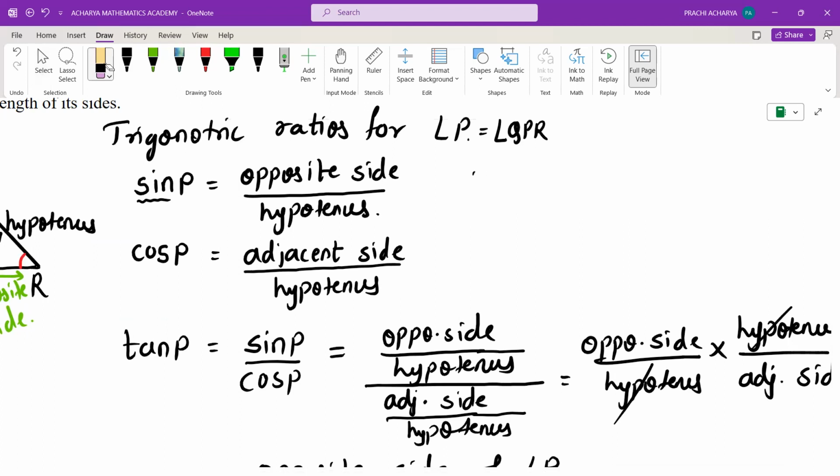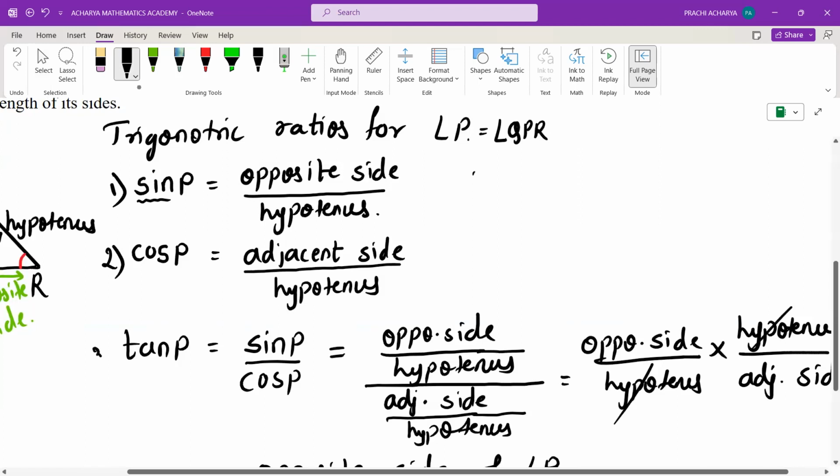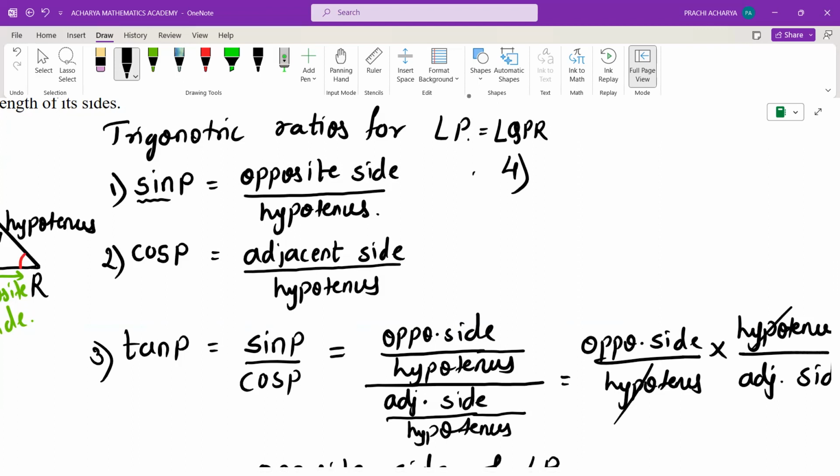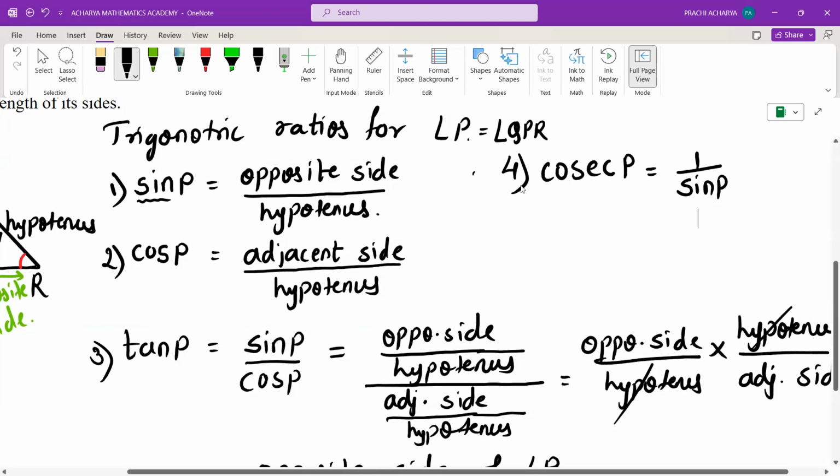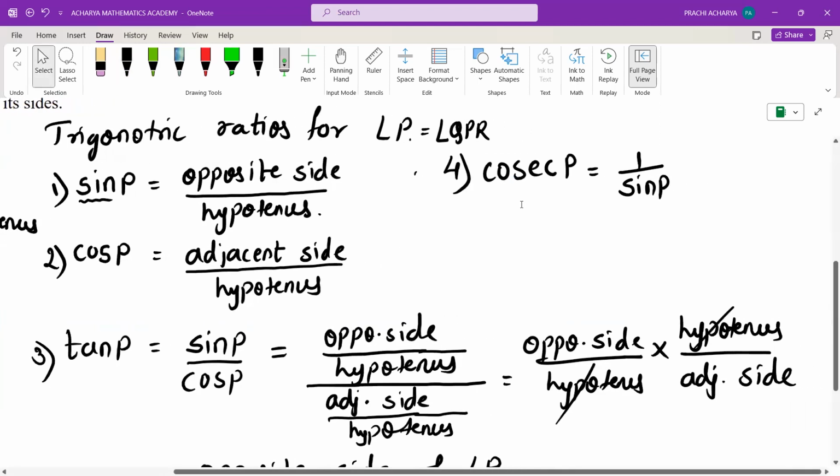Now, what is the fourth one? We have done 1, 2, and 3. Now, what is the fourth one? That is cosec. In general, you can write theta, but as we are writing for P, it is cosec P. And again, I'll make this task easy for you. No need to look at the figure. That is the inverse, or the reciprocal, of sine. So cosec P is basically 1 upon sine P. Just invert sine.